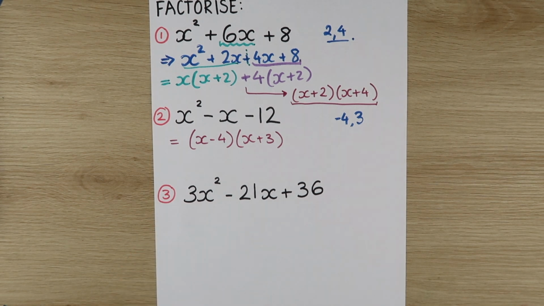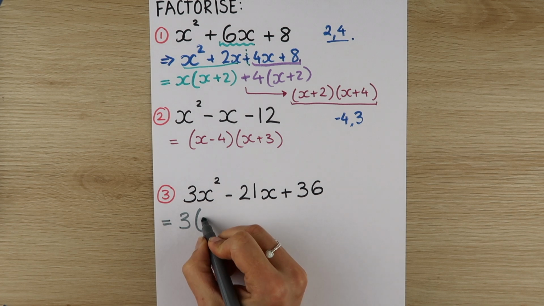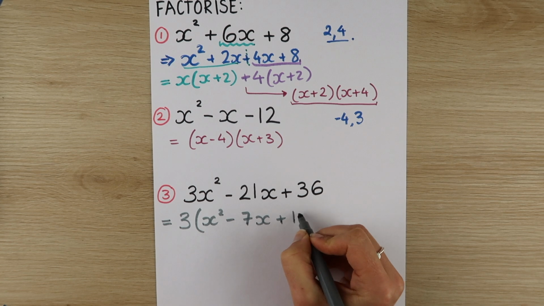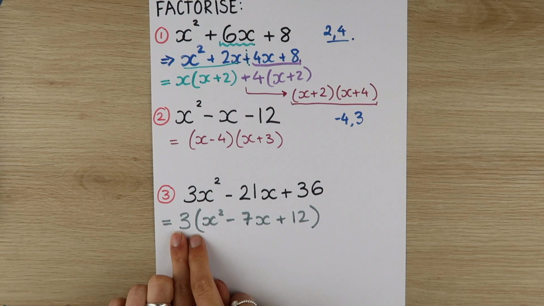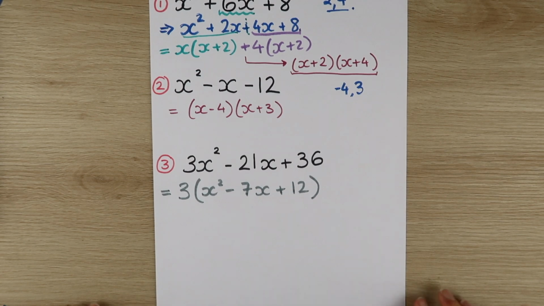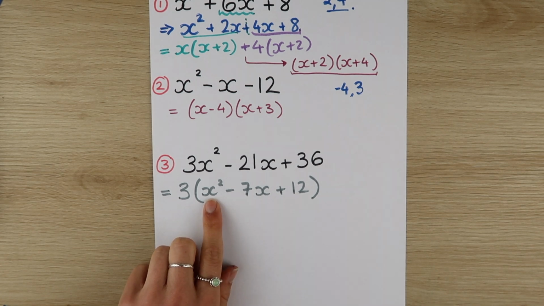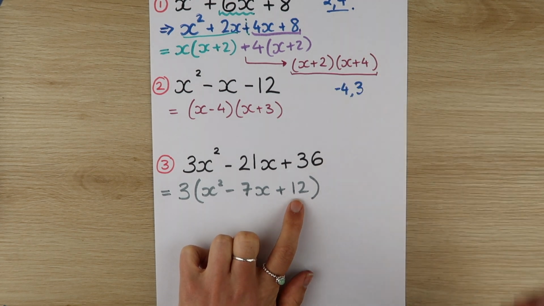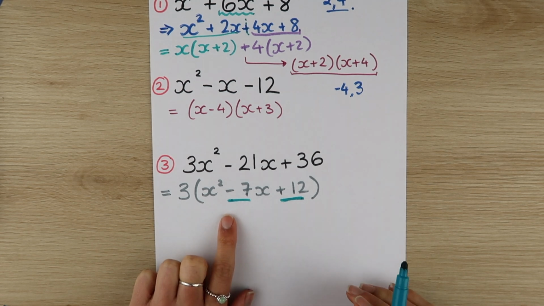So before I do anything else, I need to make sure that I take that 3 out as a common factor. I'm going to rewrite this whole thing. 3 times x squared minus 7x plus 12. I've divided each of those by 3, which is one of the fundamental things when factorising. And now I can work with what I've got inside the brackets. I'm going to follow along with this process. Are there two numbers that multiply together to make positive 12 and add together to make negative 7?